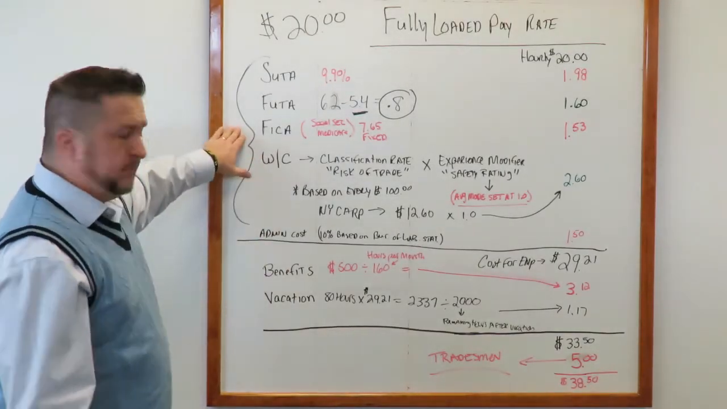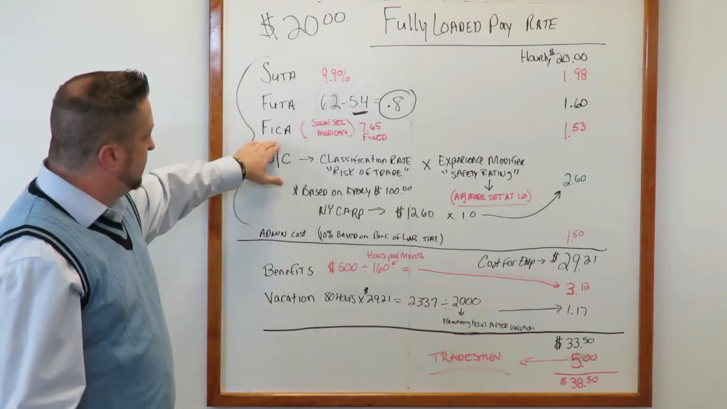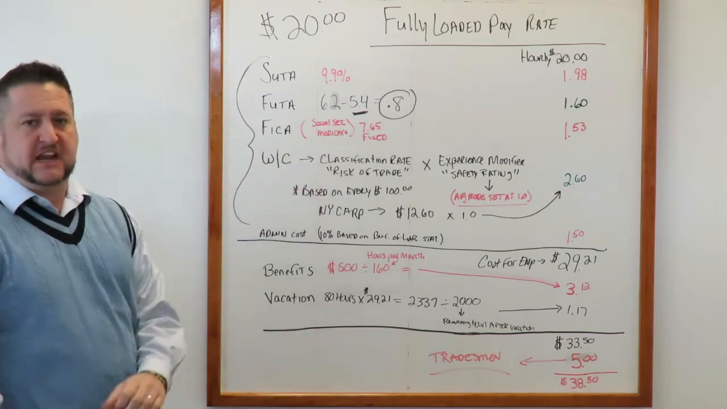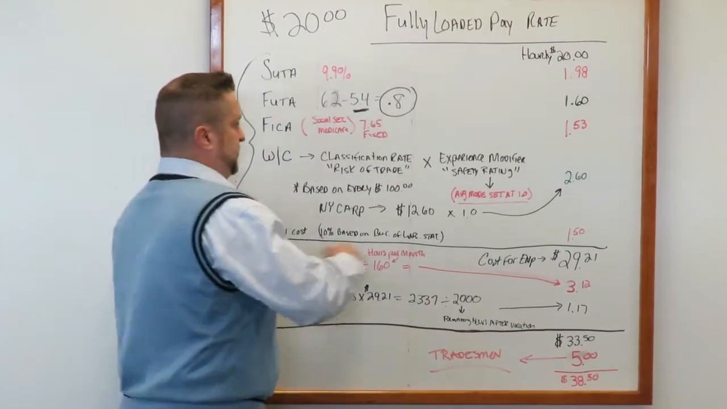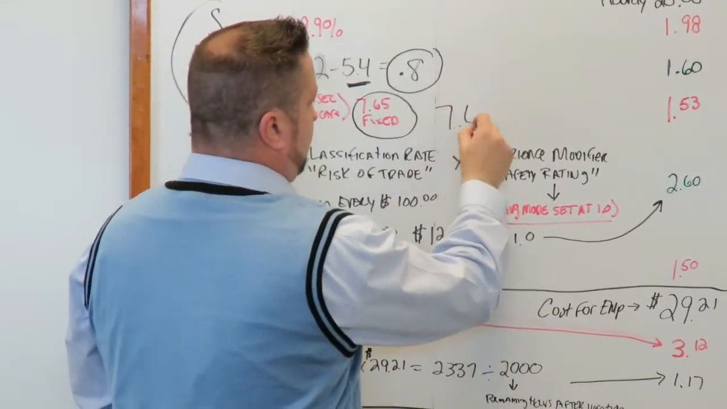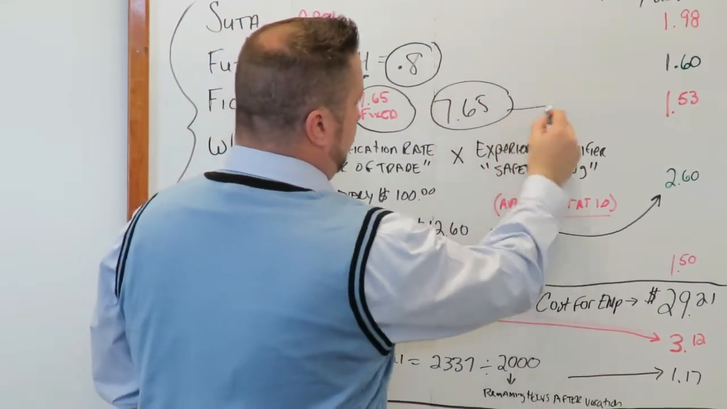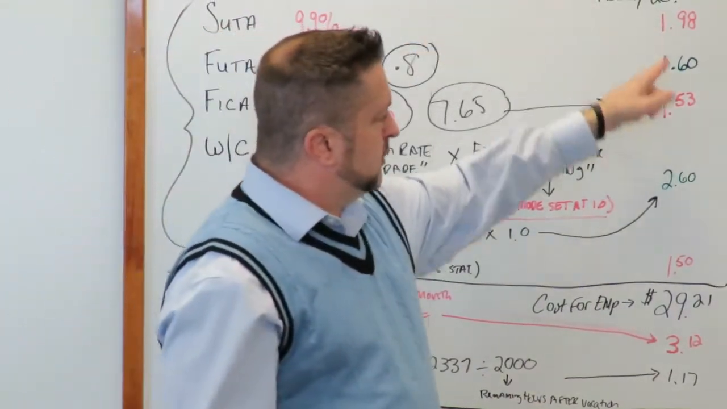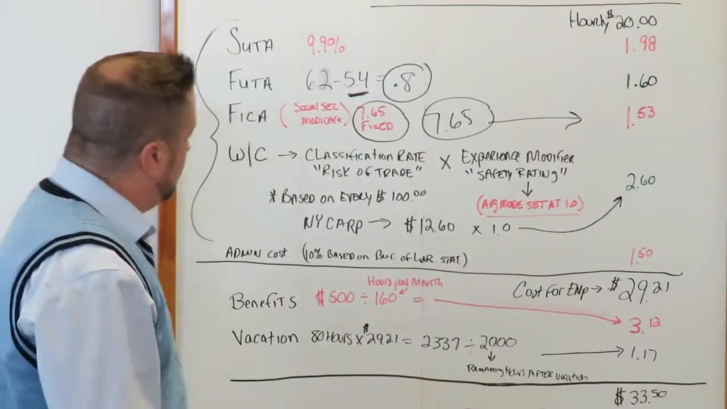Your next part of the burden is going to be your FICA. Your FICA is going to be your Social Security and your Medicare. This is a fixed rate. This does not change. This is a 7.65 multiplier. Again, 7.65. I'm going to write that. Once you factor that into your $20 an hour employee, it's going to be $1.53.